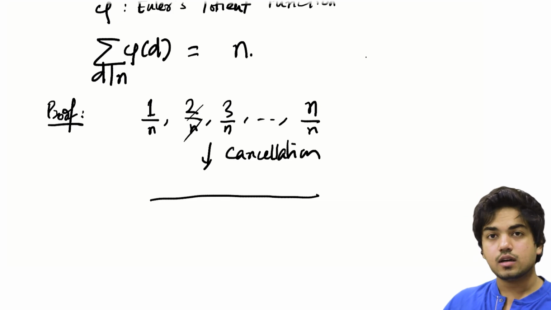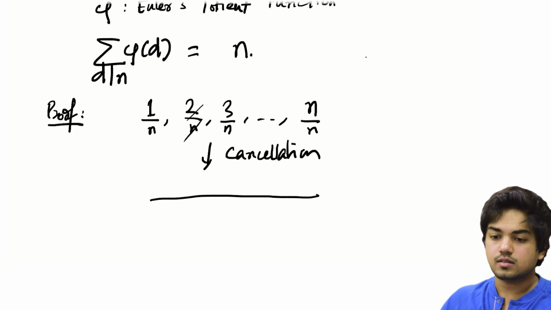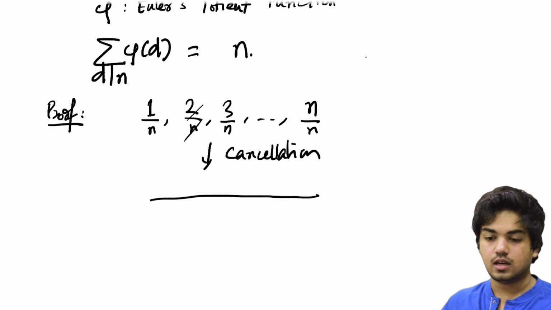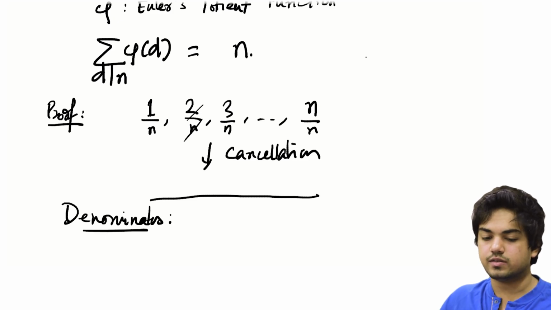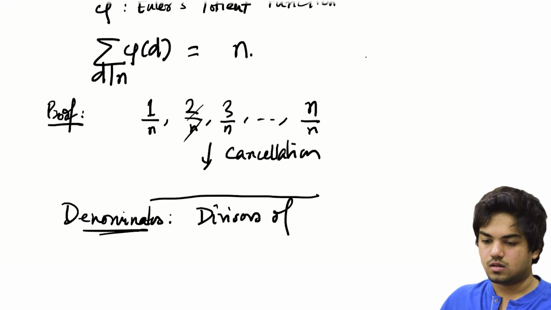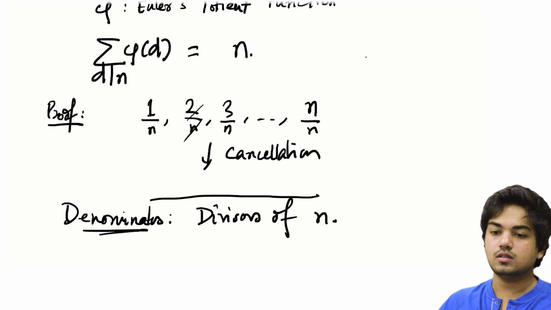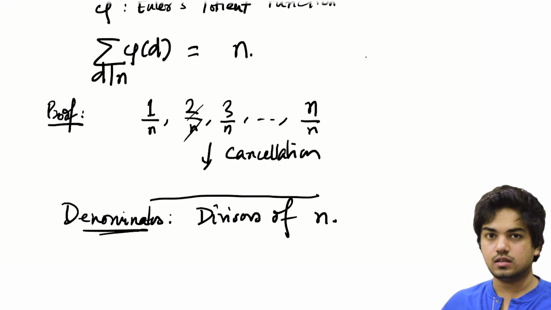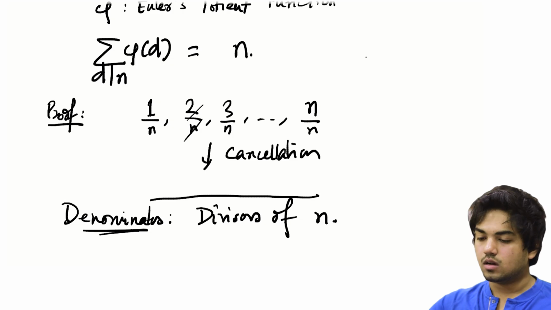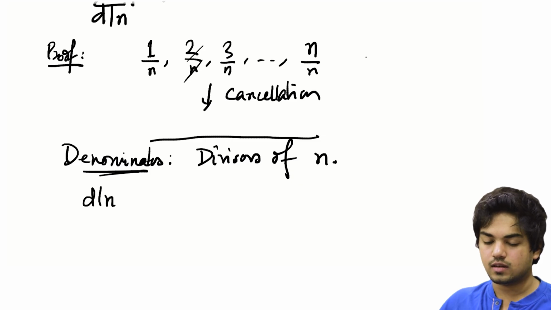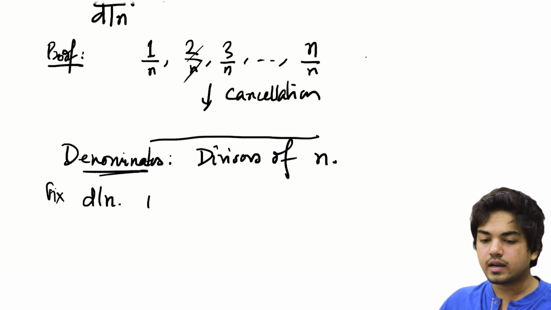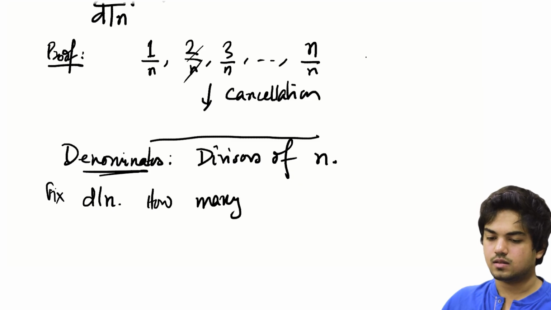But think about it. What are the denominators in these fractions? There are obviously going to be some divisors of n, right? So the denominators that show up in this new list of fractions are just divisors of n. So you can obviously ask the question, how many times does a given divisor show up in a denominator? Or you can flip the question, how many fractions will I see for a given denominator? So for a fixed divisor d of n, how many fractions show up in that list?